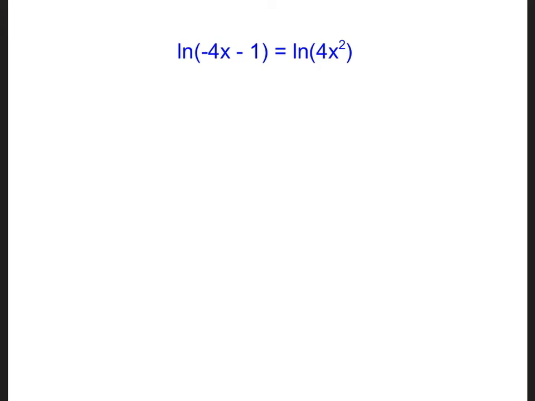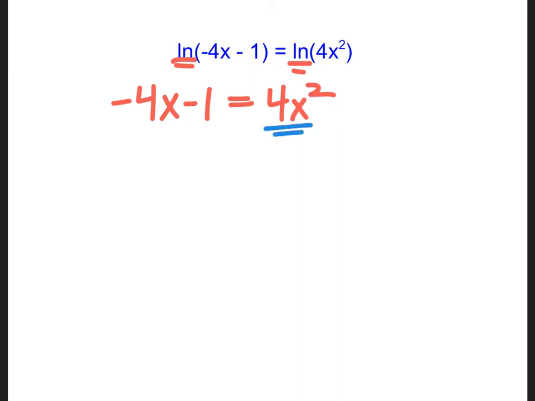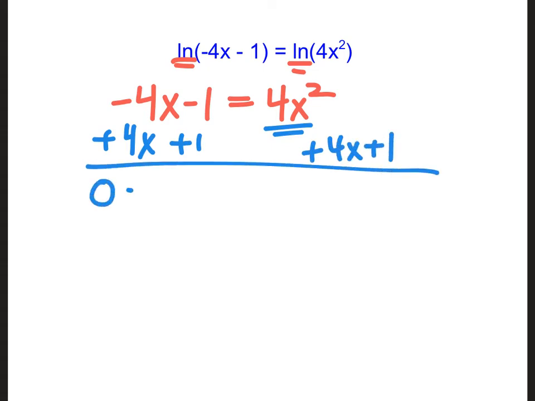All right, our last example, we have the natural log of negative 4x minus 1 equals the natural log of 4x squared. Now again, notice that we have natural log and a natural log, they match, so we can just write negative 4x minus 1 equals 4x squared. Now at this point, I need to move everything to one side. I like to have my number in front of x squared positive, so I'm going to go ahead and add 4x and add 1 to both sides. When I do this, this gives me 0 equals 4x squared plus 4x plus 1.